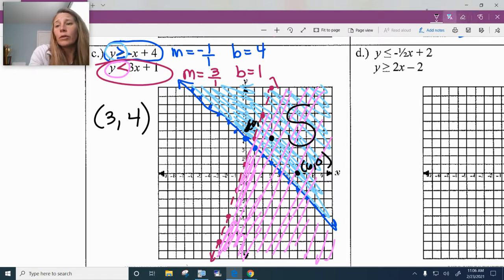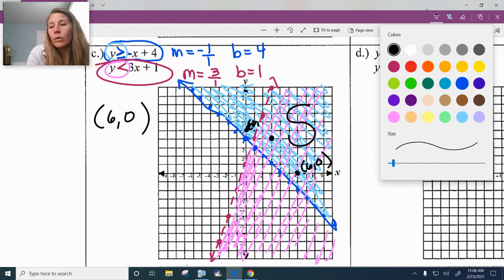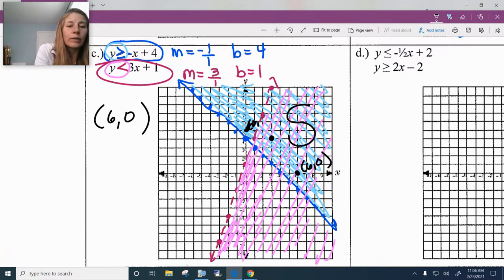So you can do whatever you want, but I'm going to just switch it to (6, 0), because whenever we have a 0 in there, it's usually pretty easy to plug in. So to check the first inequality, we're putting the 0 in for y.